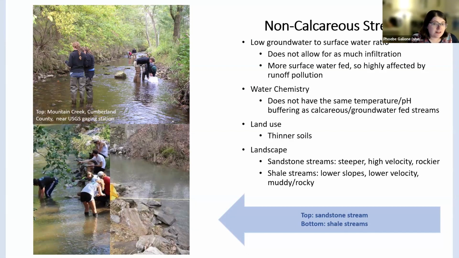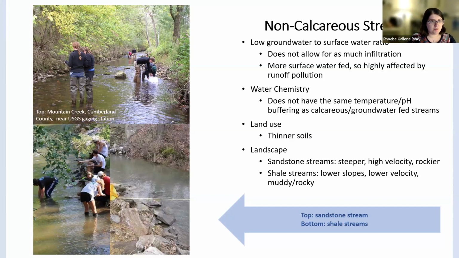Again, for water chemistry, it doesn't have the same kind of temperature or pH buffering. So you may see more variation in that temperature and more variation in that pH that could be influenced by other things aside from geology. Land use wise, we have thinner soils. And then I split landscape into two separate sections because there are distinctions between our sandstone and our shale streams.